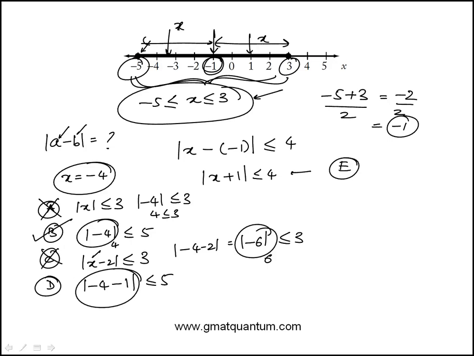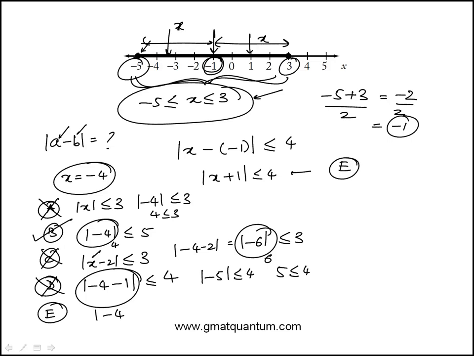Well, actually, I made a mistake here. This is 4. Let me just kind of clean this up. I made a mess here. So that's what we're testing. Absolute value of -5, is that less than or equal to 4? It's not. So D is out. And we know E is the correct answer.